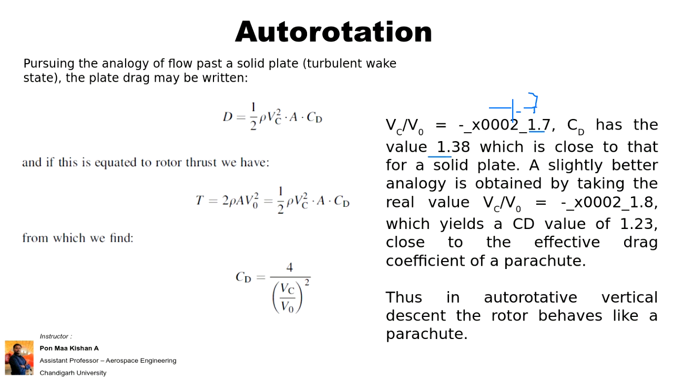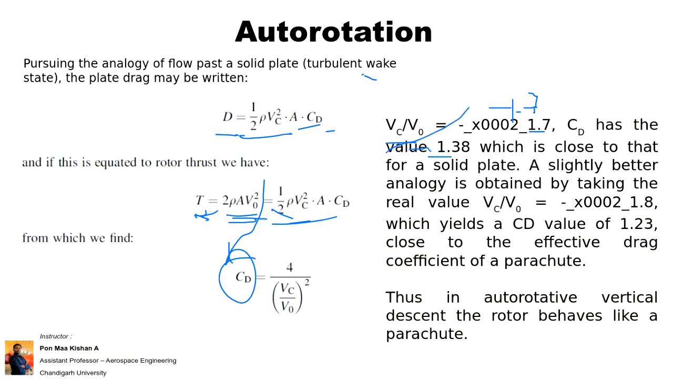Okay. So we know that drag can be calculated with half rho V square area into CD. Thrust we have defined with mass flow rate, otherwise thrust required can be said to overcome the drag. So that's why we are equating the thrust and drag force, T is equal to D. So from here we can calculate the CD. When we are equating both the equations, we will be getting 4 divided by VC by V naught the whole square.